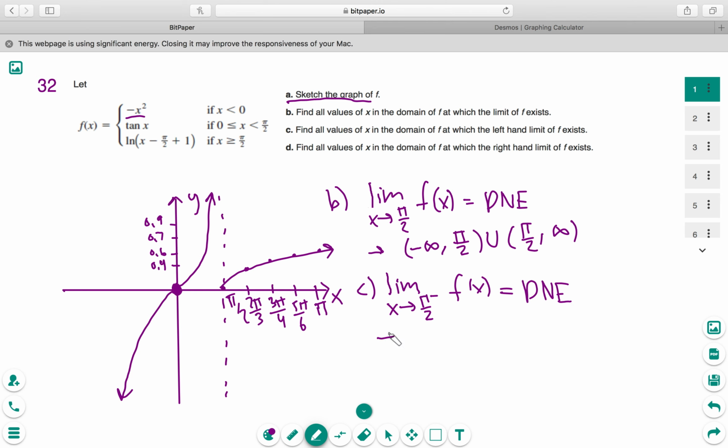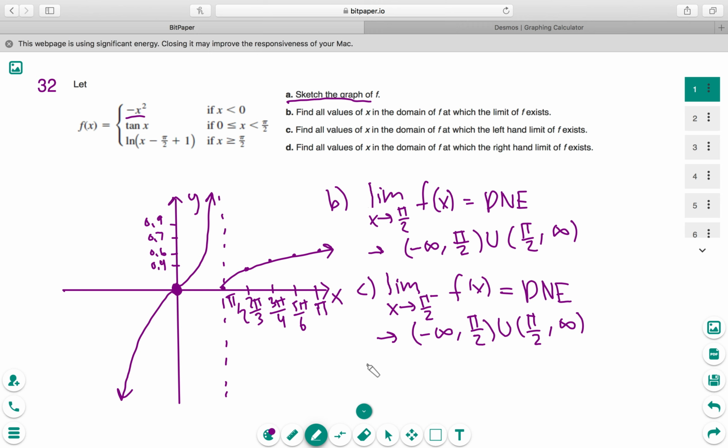And then we would also say that using interval notation, it's going to be the exact same domain. It's going to be negative infinity, pi halves, union, and then pi halves, infinity. And that will be it for that. And let's do part D now.